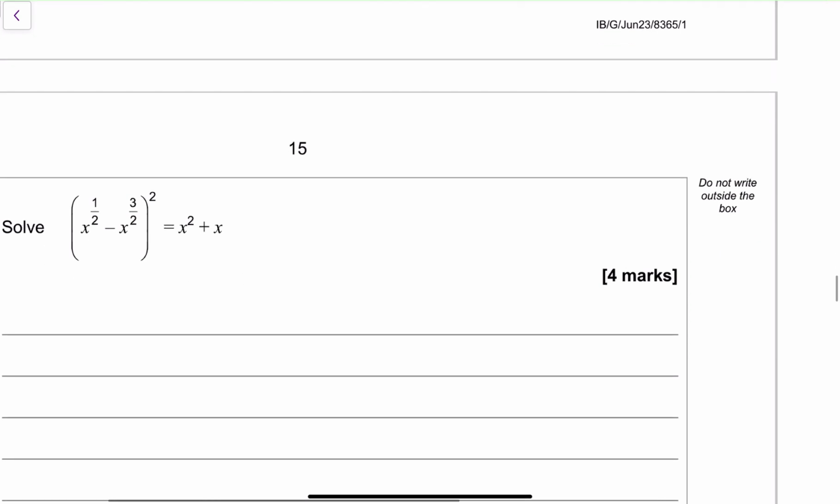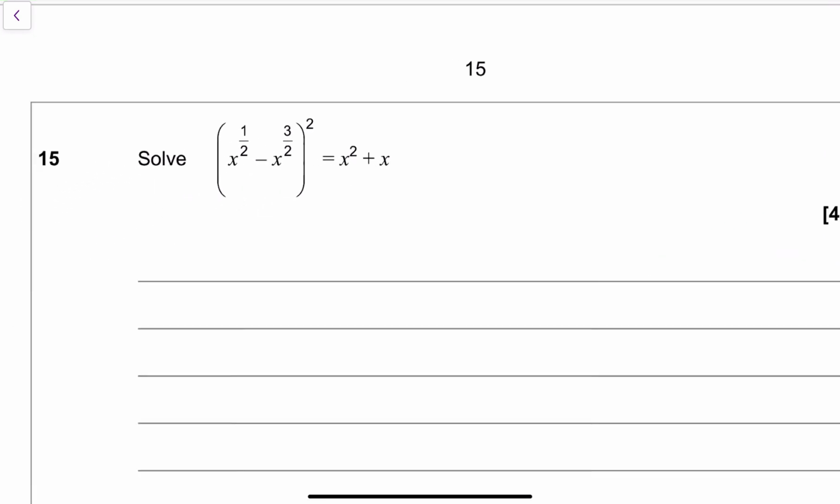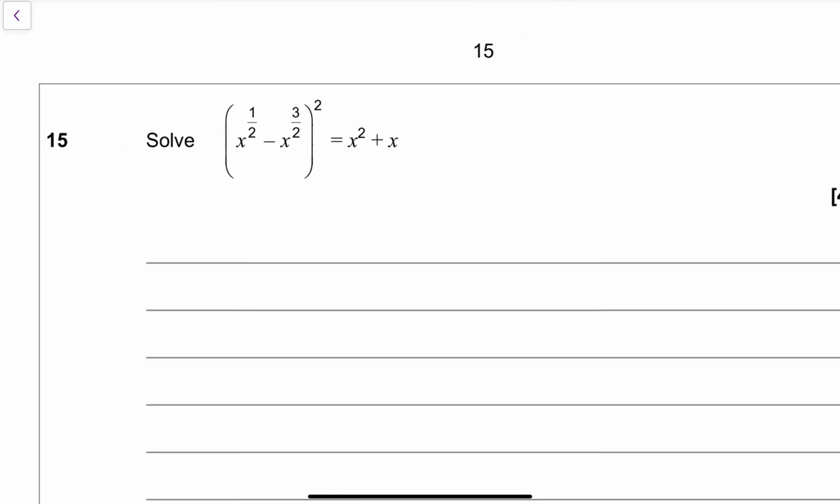Okay, right, next up, solve this thing here. Okay, I have no idea. That looks pretty nasty. Let's go for it. Let's look at our left-hand side first. We're going to multiply it out.